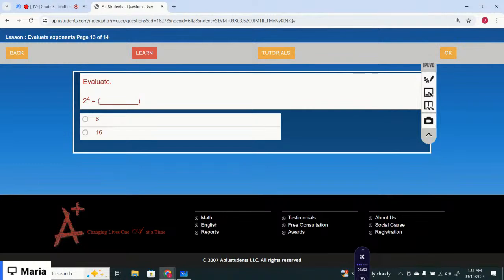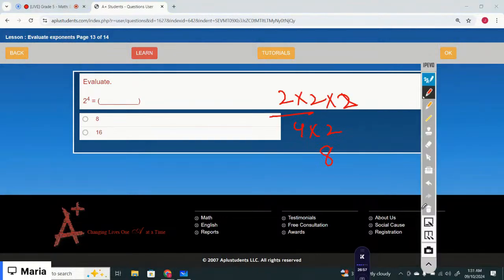2 exponent 4 means you need to multiply 2 4 times. So that is 2 times 2 times 2 times 2. So which is the correct option?